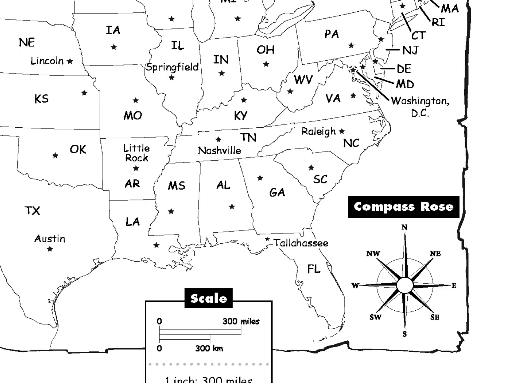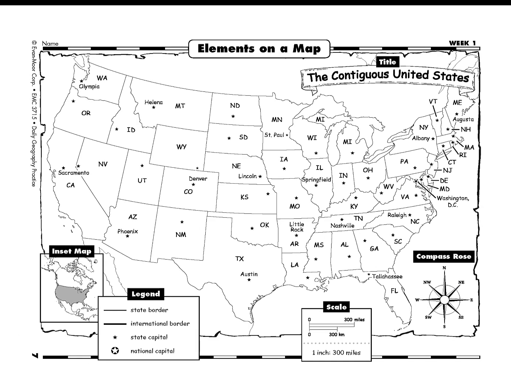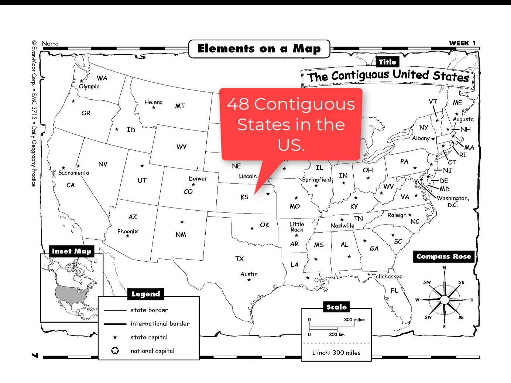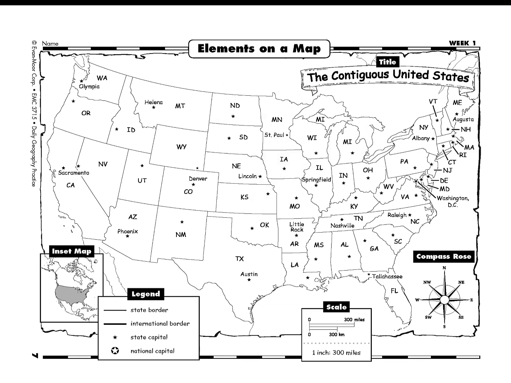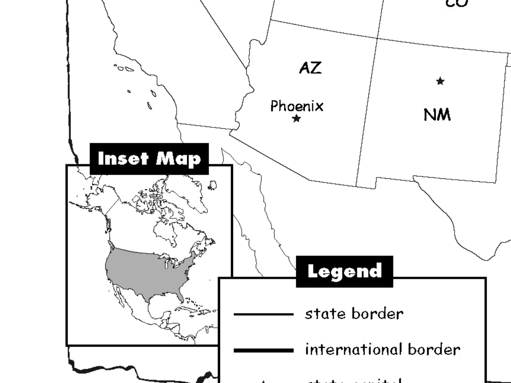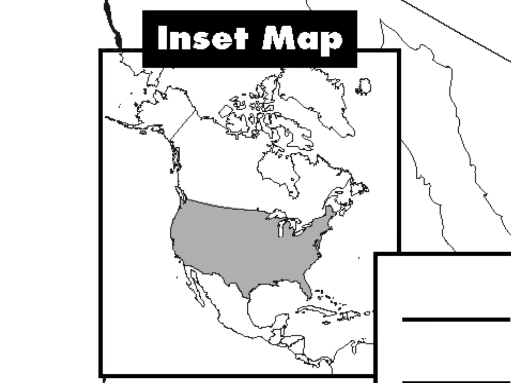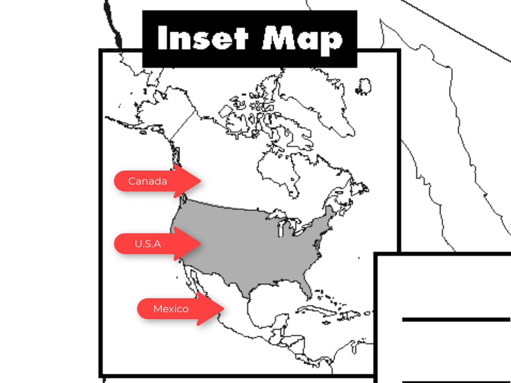As I mentioned earlier, the word contiguous means connected, so the contiguous United States refers to those states that are connected. The inset map is used to locate the map that we're looking at by zooming in or out of it, sometimes to get a better idea of where things are at. With the inset map we see here, we see the United States is shaded, and there is Canada to the north and Mexico to the south.